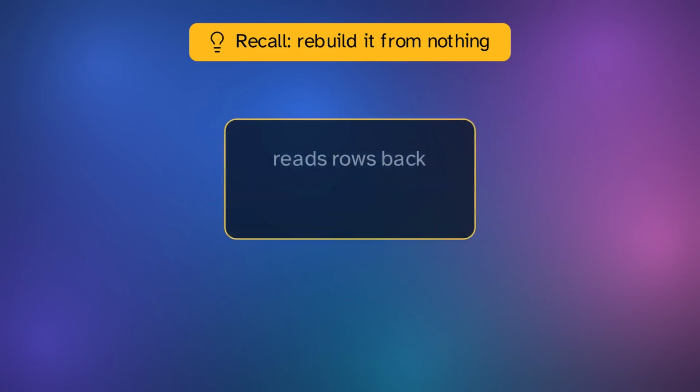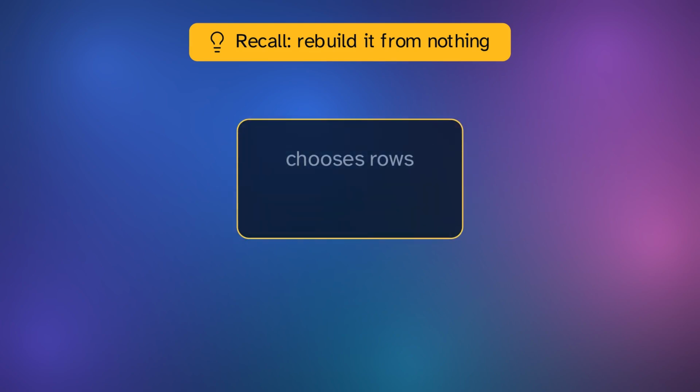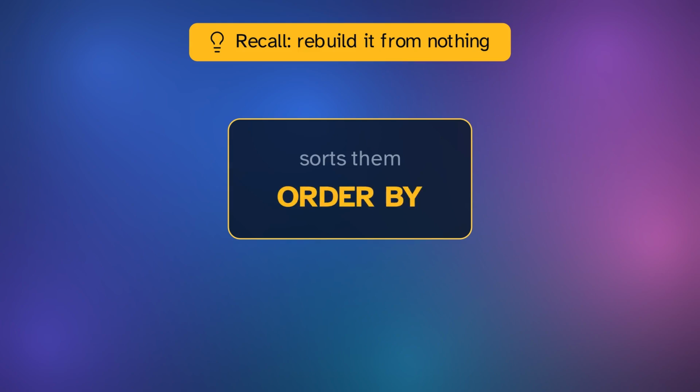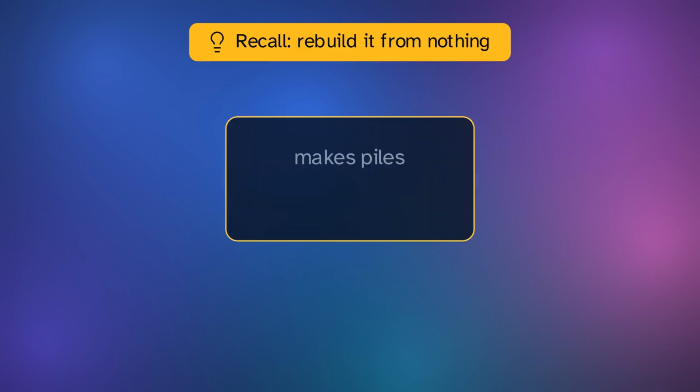3. What word reads rows back? Select. 4. Which clause chooses rows? Where. 5. Which clause sorts them? Order by. 6. Which clause makes piles and counts each one? Group by.